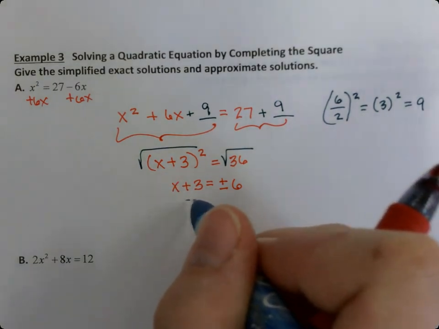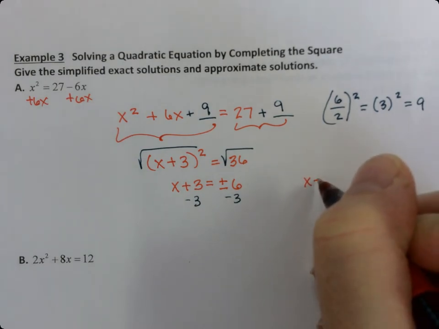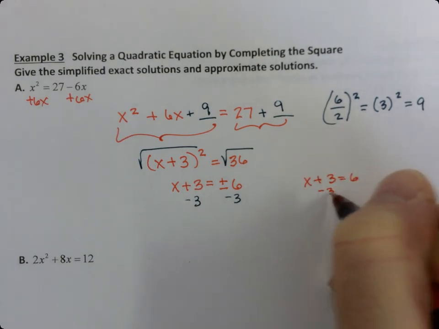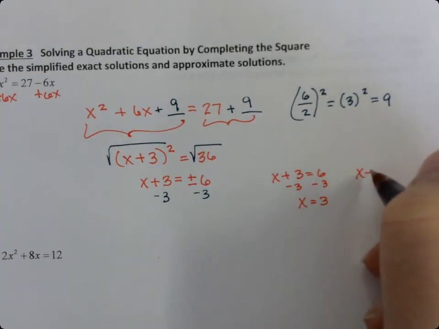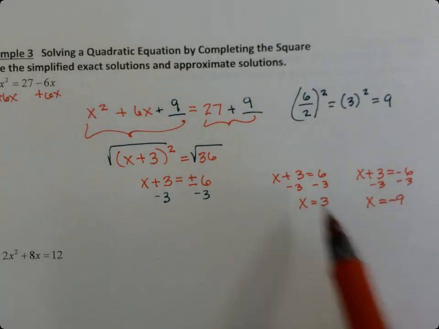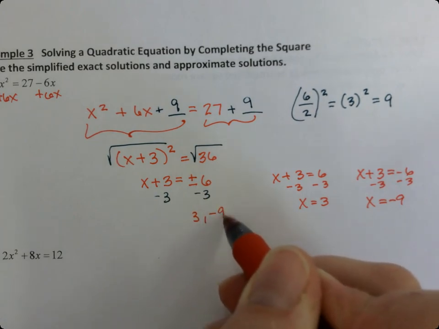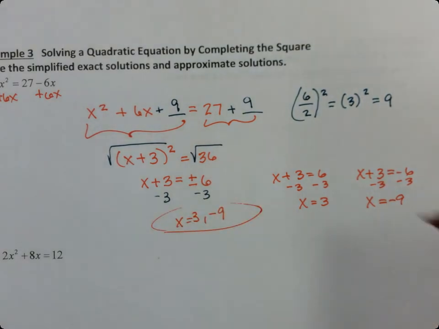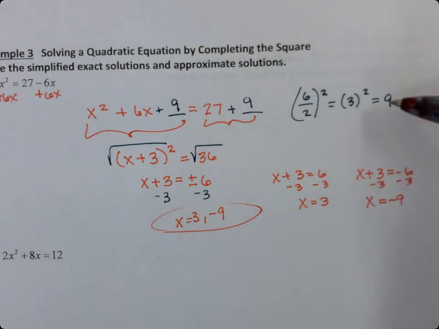Now when I go to subtract 3, I have two different problems. I have x plus 3 equals 6. So when you go to subtract 3, we can see that x equals 3. And we also have x plus 3 equals negative 6. So when I go to subtract 3, I could also have x equals negative 9. Now, if I don't need to show that, I'm right here. 6 minus 3 is 3. Negative 6 minus 3 is negative 9. I don't need to see this extra step, but I am looking for your work to complete the square, I'm looking for your factoring and that.